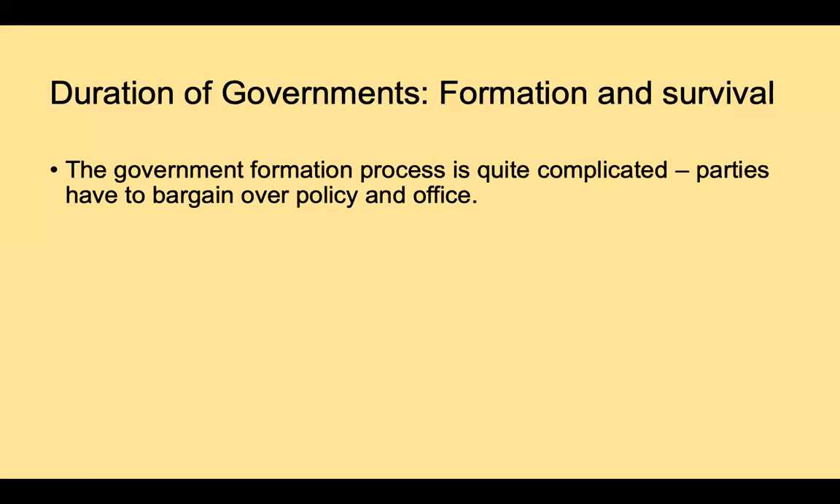Parties have to bargain over policy and over office. They've got to hash it out. They've got to work through their differences. And oftentimes these differences can be extremely profound, and there could be all sorts of political consequences. Sometimes voters will withdraw their support from a party if that party cooperates too much with a party that's viewed as a rival party, for example. And so the process of negotiating the formation of the government is fraught with difficulties.